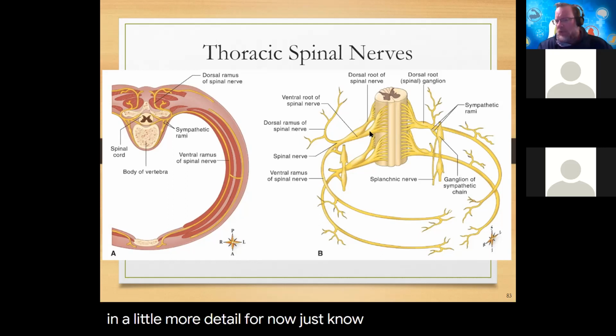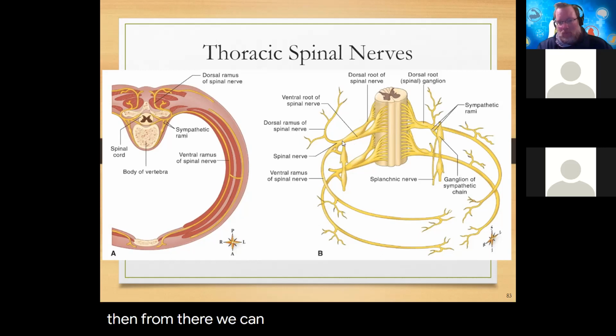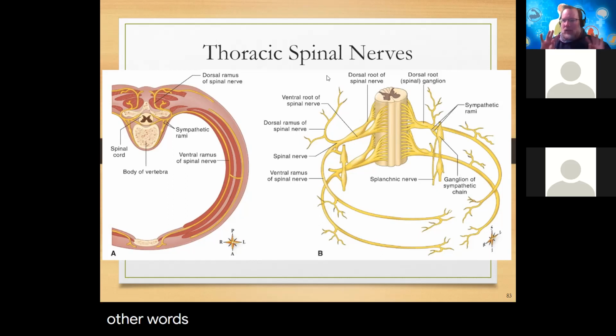For now, just know that we have dorsal root, ventral root. They combine and form a ganglion, and then from there we have our spinal nerve that's going to have either a ventral ramus or a dorsal ramus. So, in other words, we're going to have an aspect that feeds the front of the body, and an aspect that feeds the back of the body.